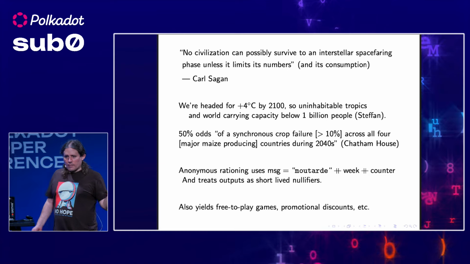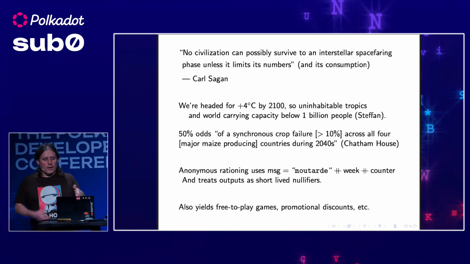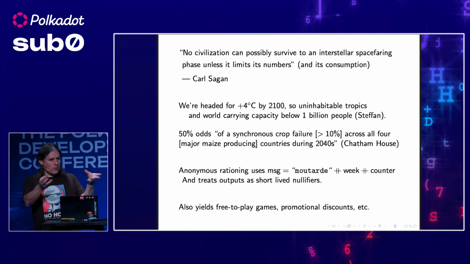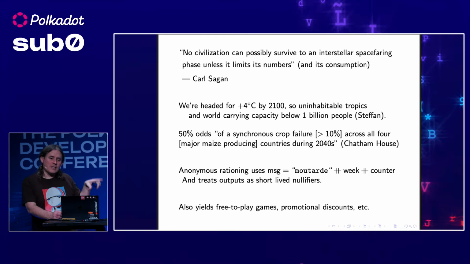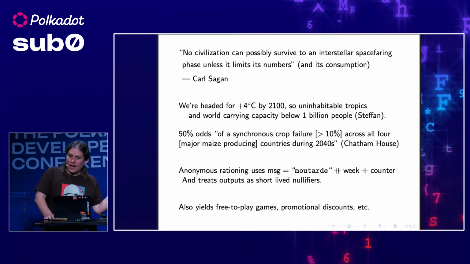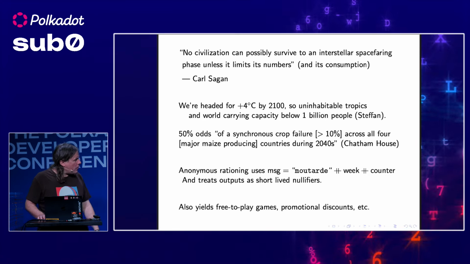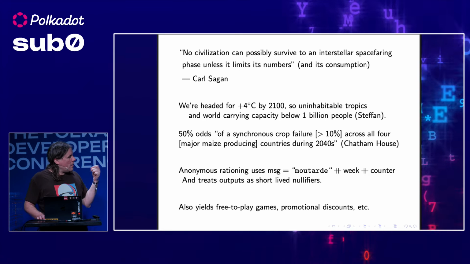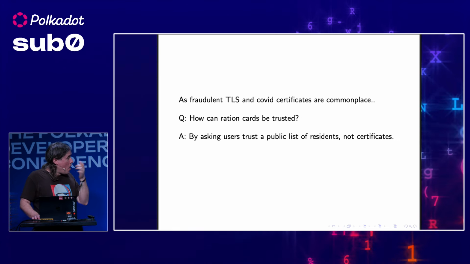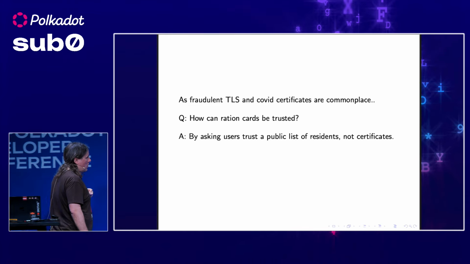We had a mustard shortage in France, not last year but the year before. If the government comes along and wants to create a ration card system, they can use this, and it's anonymous, which is much better than not having it be anonymous. And I think I already mentioned free-to-play games, things like this. So this gives us a lot of different stuff we can do with it.